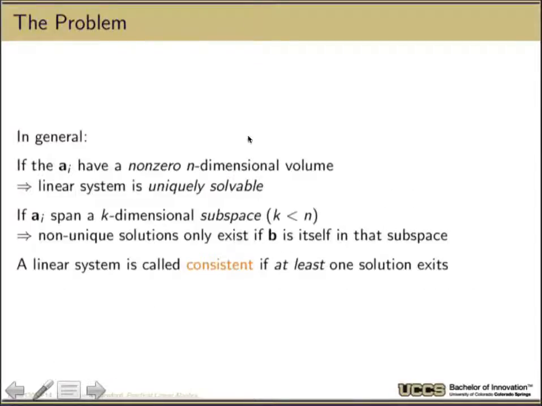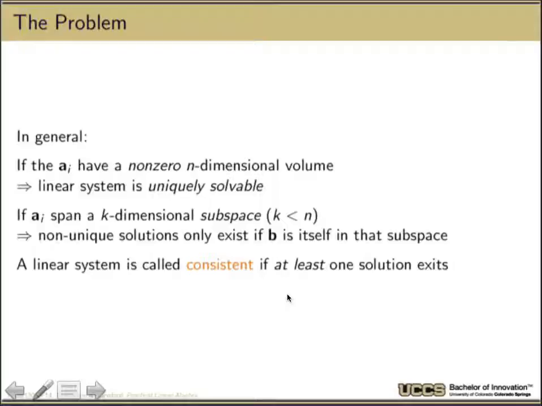So in general, if the ai form a non-zero n-dimensional volume, then the linear system in n dimensions is uniquely solvable. If the ai span a k-dimensional subspace, where k is less than n, then a non-unique solution exists if and only if b is in that subspace itself. A linear system is called consistent if at least one solution exists. So one or infinitely many is called a consistent solution. And those are the things we want to be able to look at.